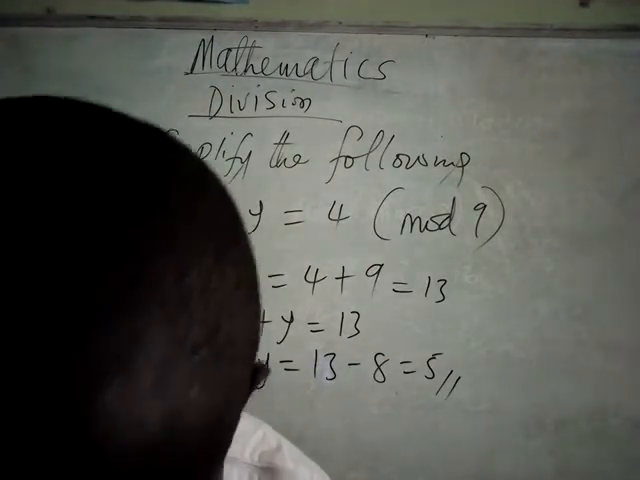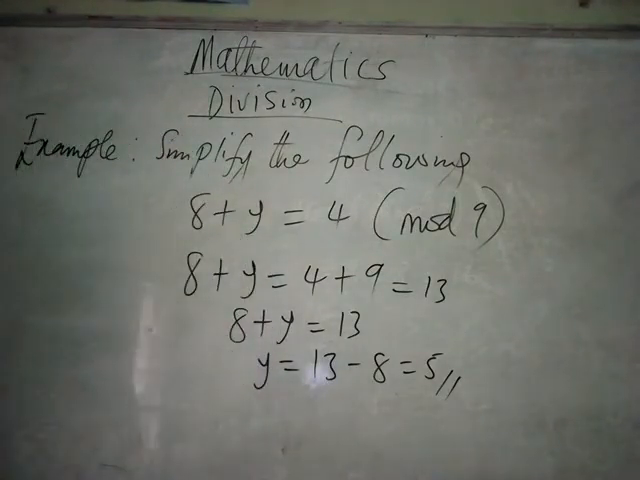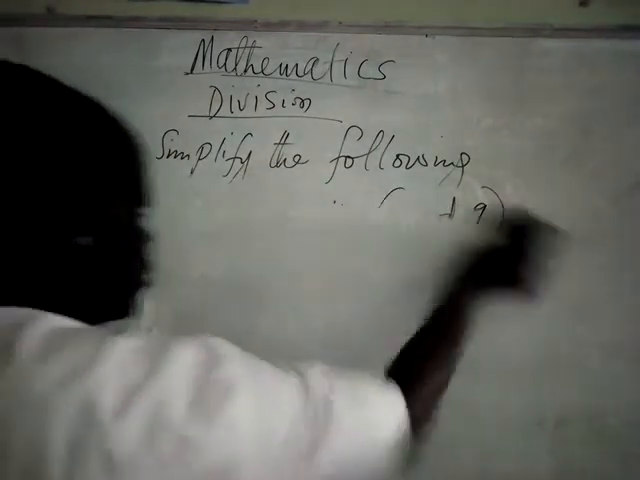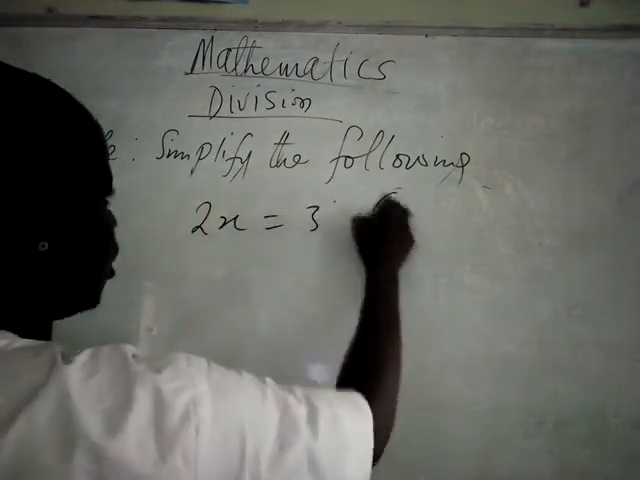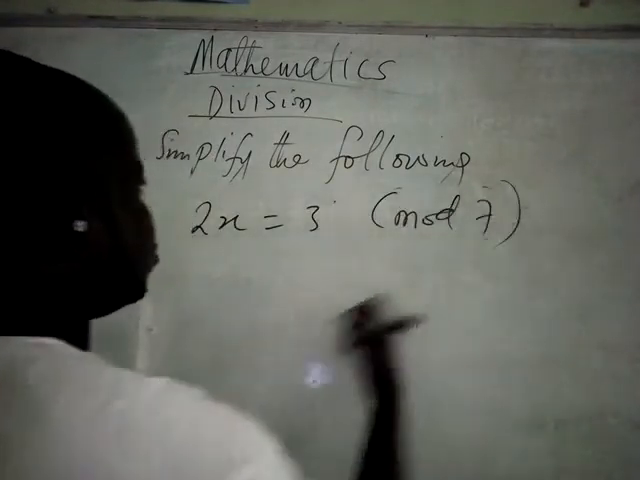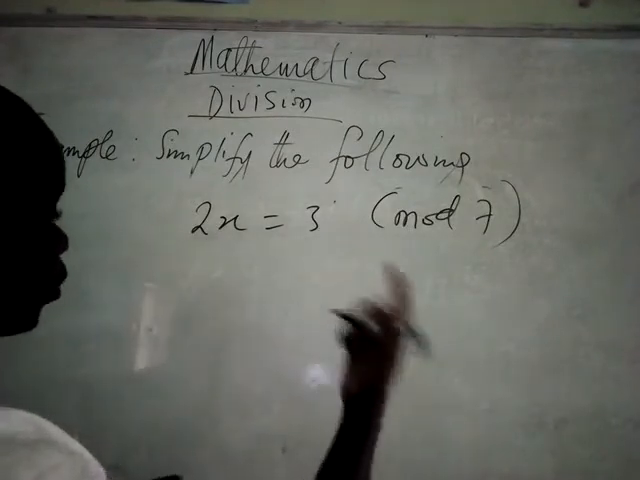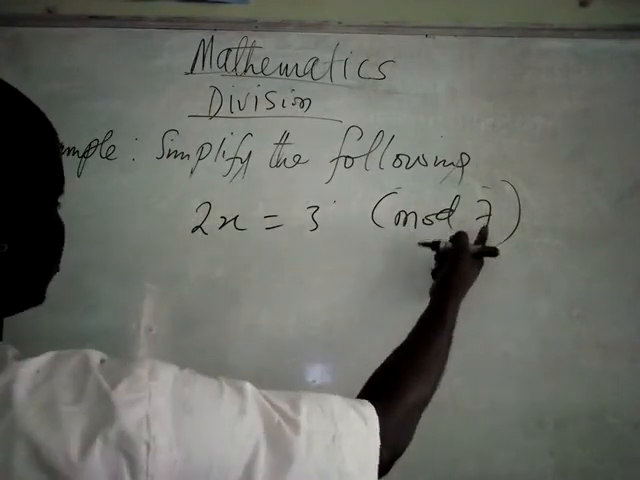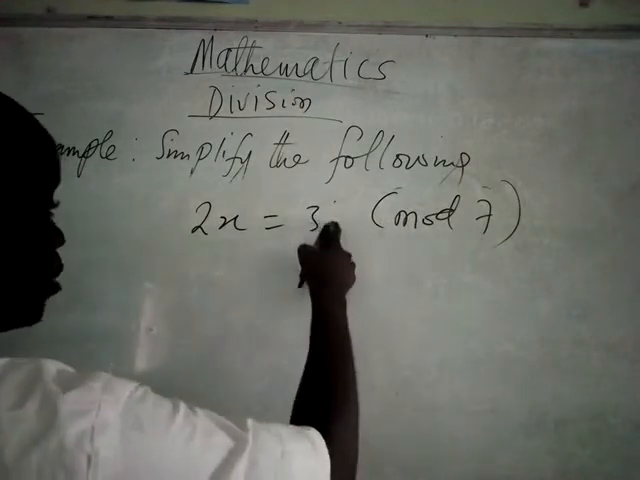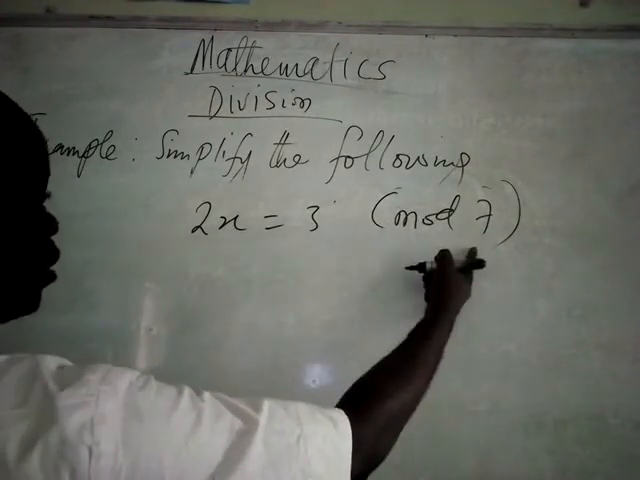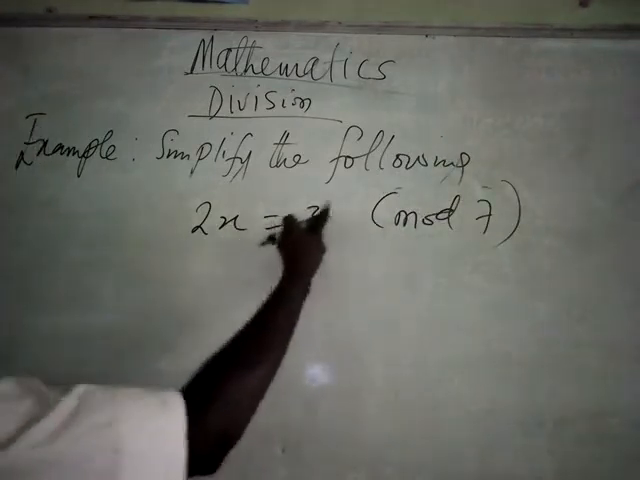So let's see. 2x equal to 3 in mod 7. Here's the last example. 2x equal to 3 in mod 7. Now 2x here, if you divide one side by 2, you're going to have a fraction, and we don't want a fraction. So you add a 7 here, isn't it? You add the 7 here, or you add a multiple of 7. But if you add a number more than 7, it may not give you a number divisible by 2. But let's try adding a 7 to see.